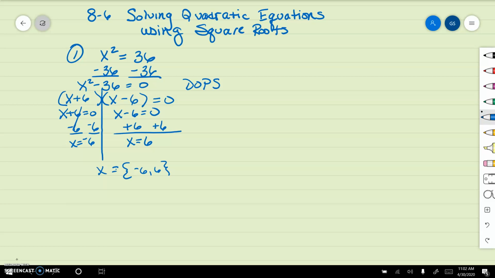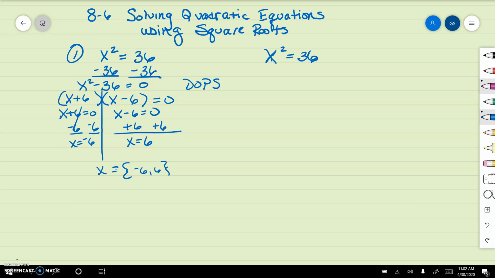So what I want to do is I want to show you another way of solving this. This only works for quadratic equations that have no middle term. So there's no x term. So here's what I mean. X squared equals 36. See how there's an x squared, but there's no x term. So in this case, and this case only for quadratic equations, we actually don't have to get the whole thing equal to 0. What we can do is we'll undo the square.